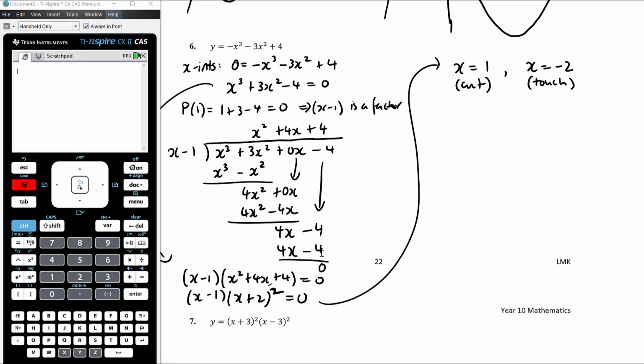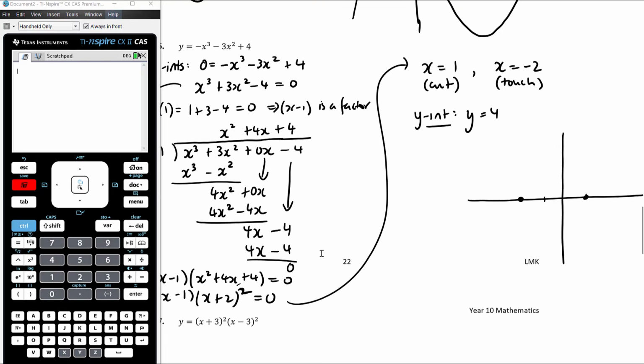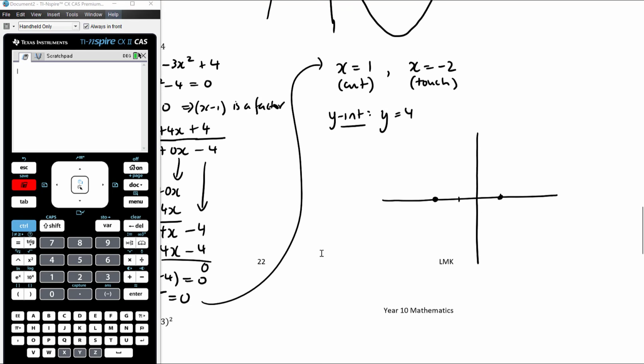So we've got our two x-intercepts. Our y-intercept is going to be easier to find by going back to the original equation, because when you let x equal 0, you're just going to get left with 4. And so we should have all the information that we need. So we're going to have negative 2 and 1. It's a negative cubic, so it goes down as we go from left to right. So it's going to come down.